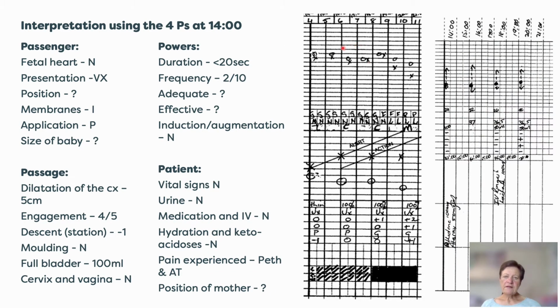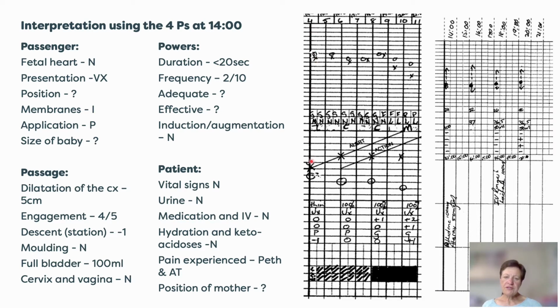Now, when we look at this set of observations, it was done 4 hours later. The previous set of observations was done at 10 o'clock. Unfortunately, I cut off here, but here you can see this was done at 1400 hours, 4 hours later, because that's how often we're supposed to take observations in the latent phase of labor.